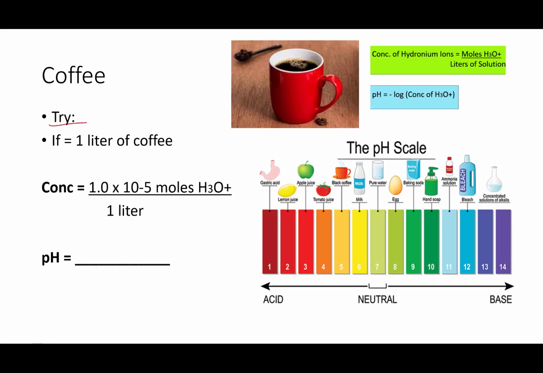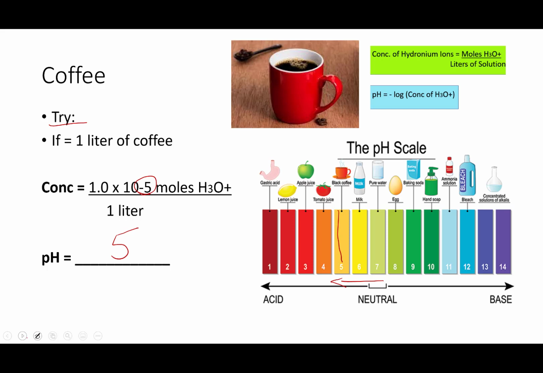Try this on your own. Okay, what's the pH of coffee? Easy. Negative 5 turns into 5. And so coffee is much more acidic than pure water, and it's more acidic than milk.